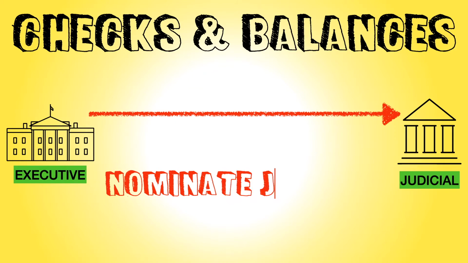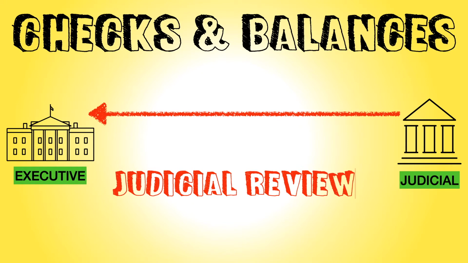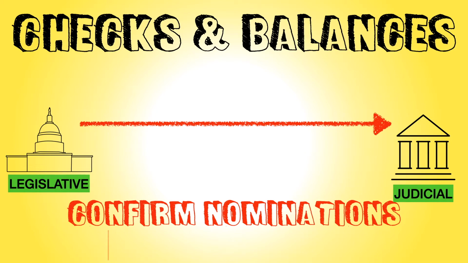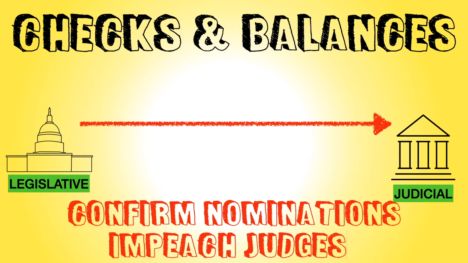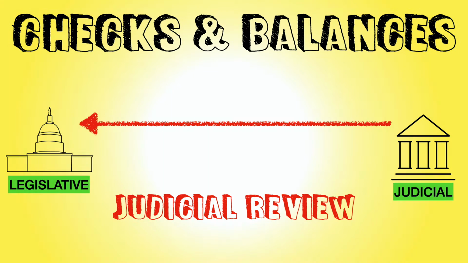The president can check the power of the judicial branch by nominating judges to that branch. In turn, the Supreme Court can use judicial review to look at actions by the president. The legislative branch confirms the nominations to the judicial branch, as well as impeaches judges if they act improperly. The judicial branch can use judicial review to look at laws passed by Congress.